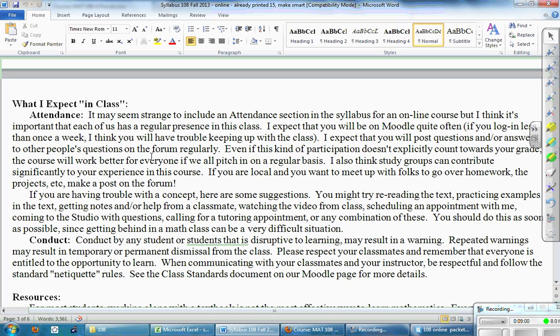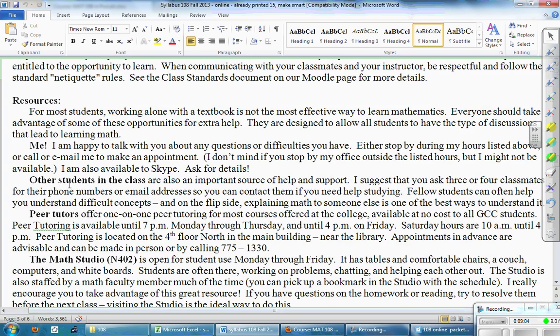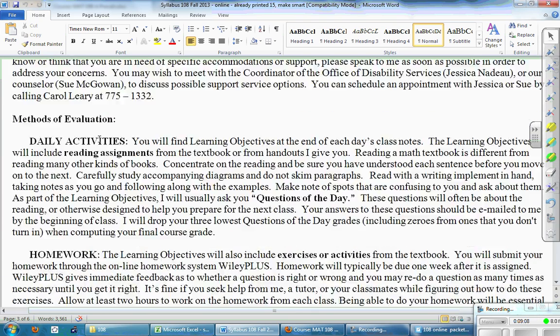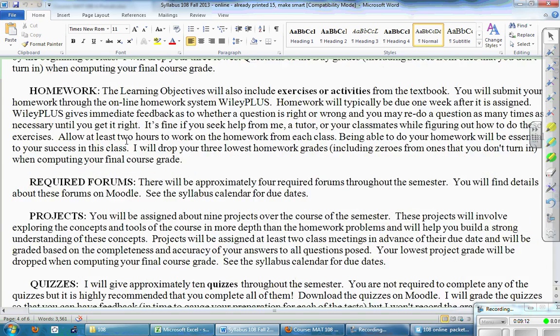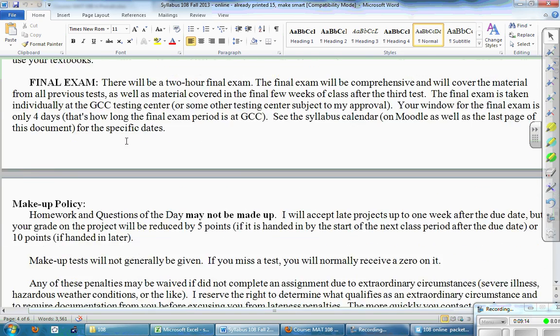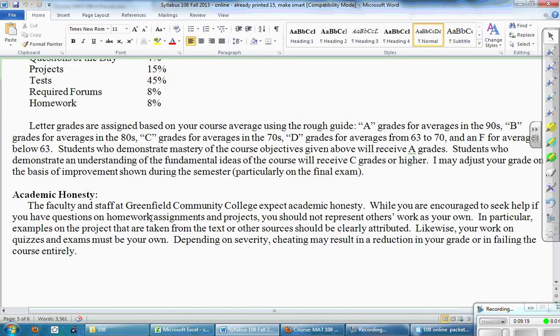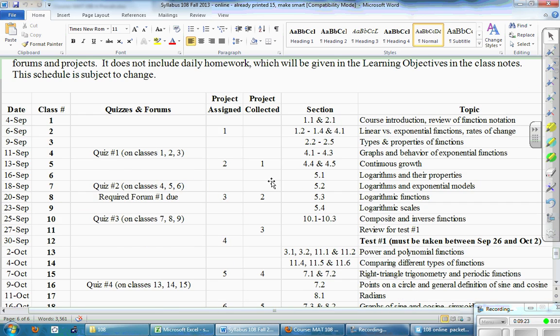Here's what I expect you guys to do from a day-to-day basis. Here's a list of resources available to you. And here's a list of the things that you will be graded on throughout the semester. Makeup policy, here are the percentages for your grade. And then finally, the syllabus calendar, which I mentioned before.